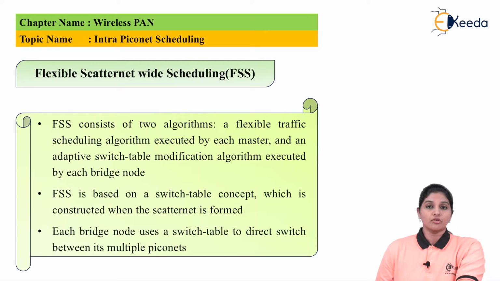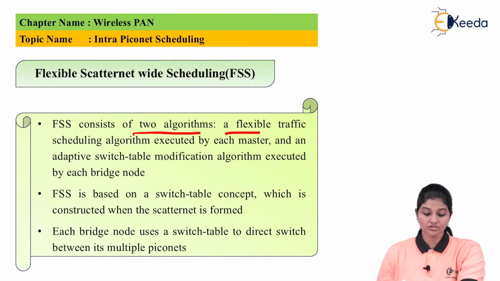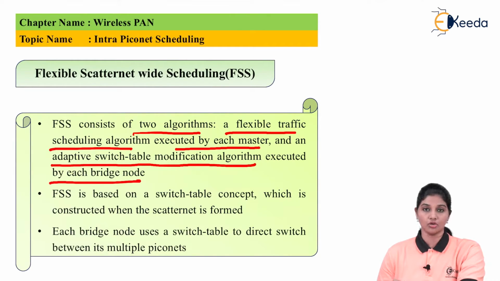The next type of scheduling algorithm is flexible scatternet wide scheduling, denoted by FSS. It basically consists of two algorithms. The first one is a flexible traffic scheduling algorithm executed by a master, and the second is the adaptive switch table modification algorithm, which is executed by each bridge node. So by combining these two algorithms, at the master and at the bridge node, we can perform flexible scatternet wide scheduling.